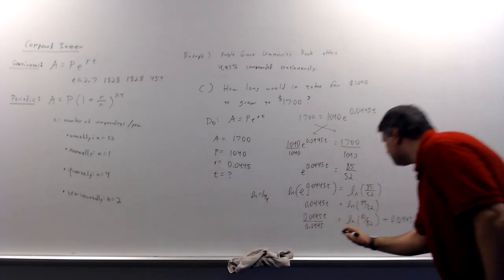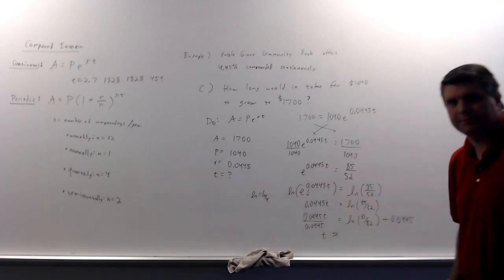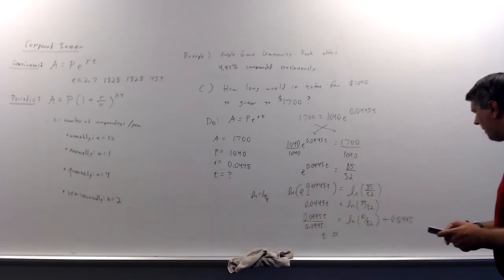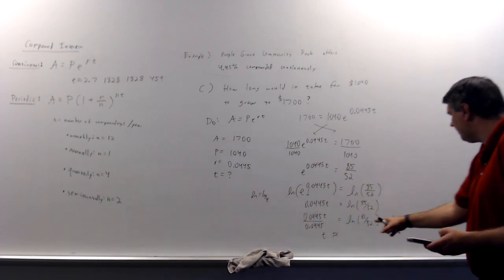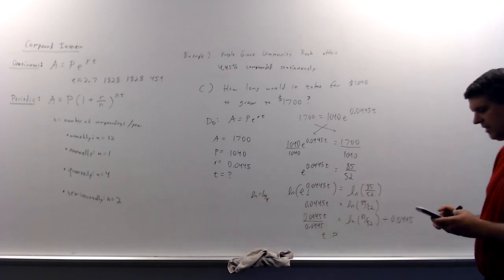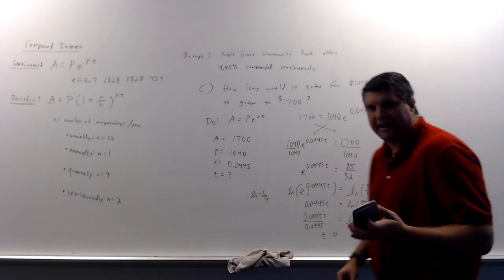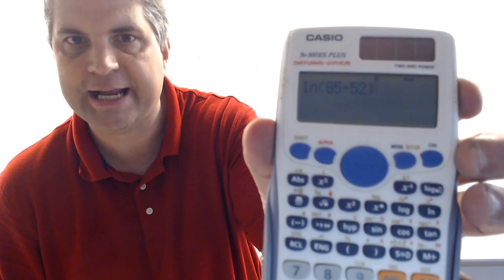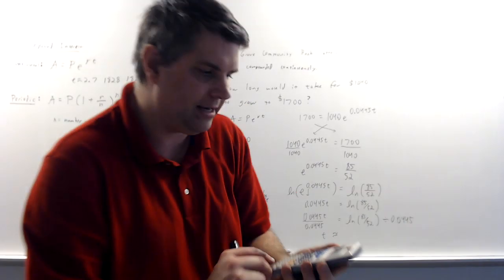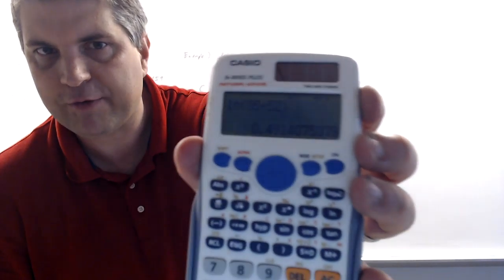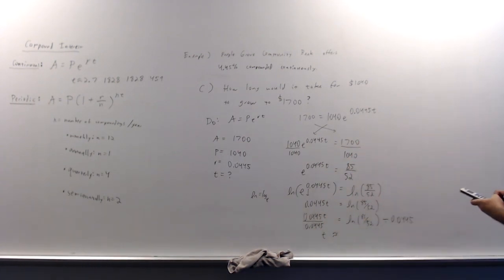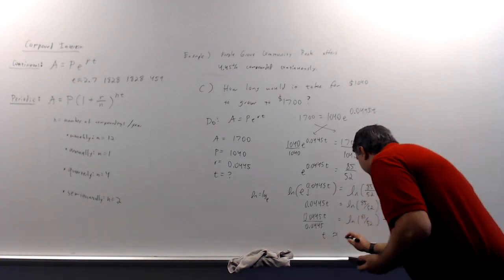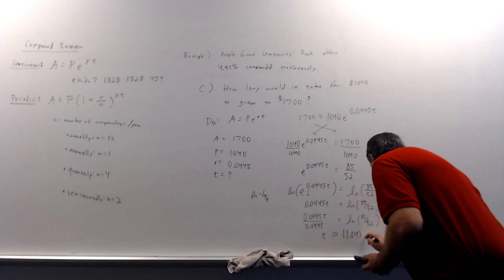So T is approximately, on my calculator, I'm going to type in the ln, 85, division or fraction bar, 52, balance the parentheses. Make sure that the parentheses are balanced. I go ahead and hit enter or equal, 0.4914 something, and then divide by 0.0445. T is approximately 11.043 years.